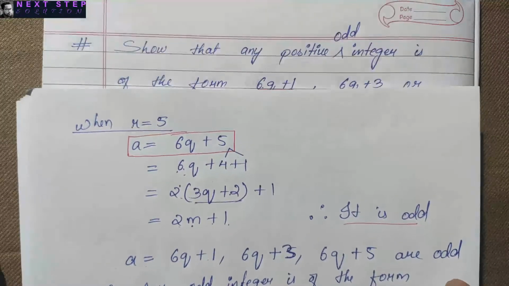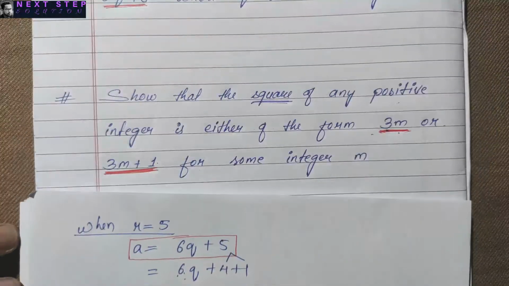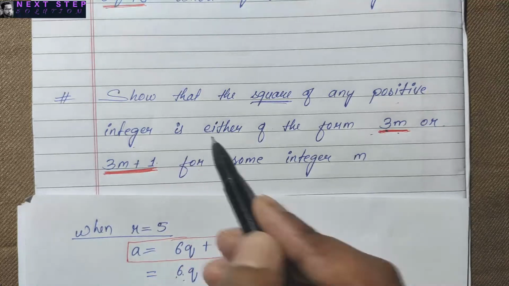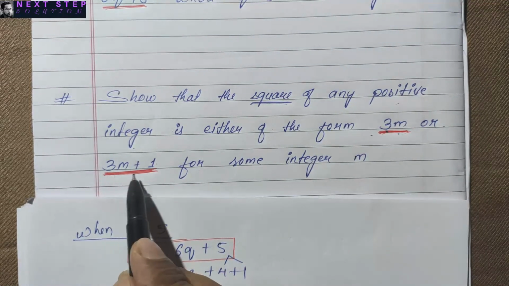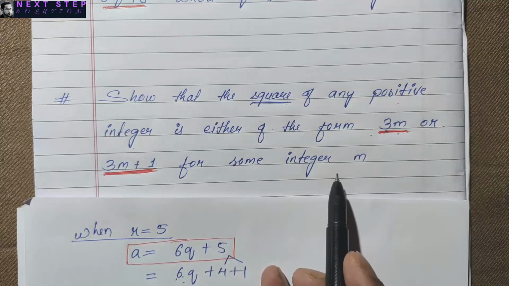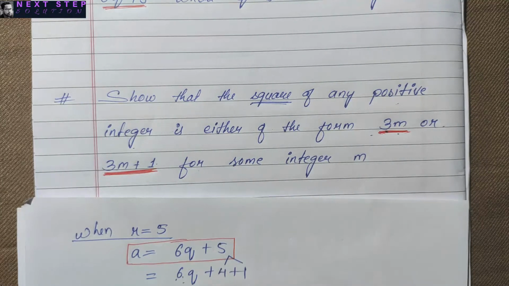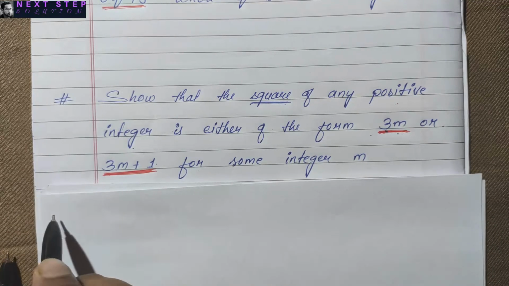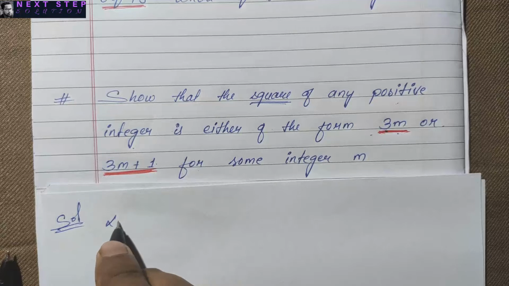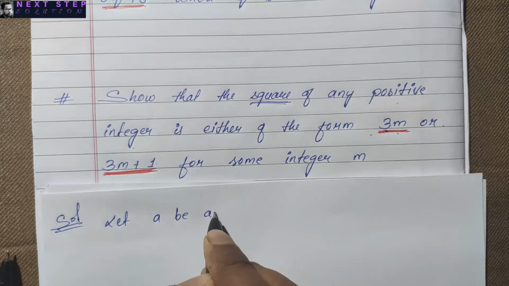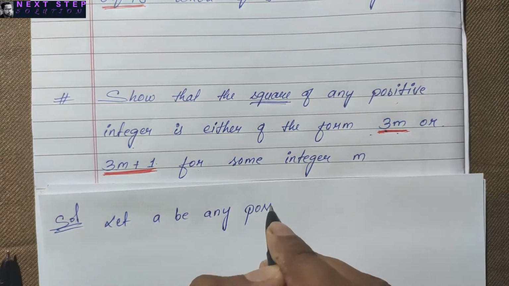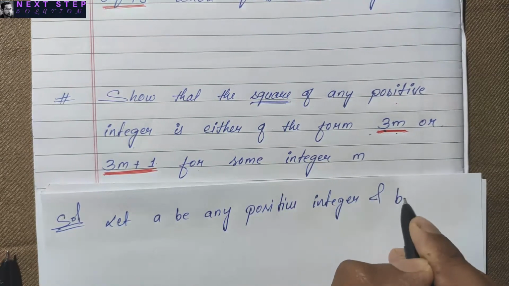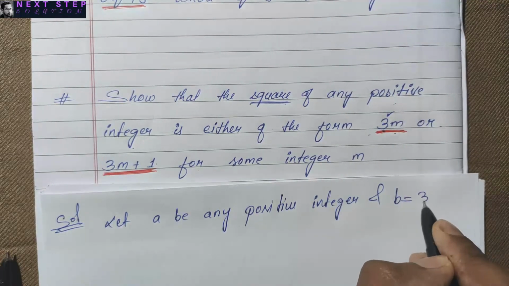Suppose I have the question here. Show that the square of any positive integer is either of the form 3m or 3m plus 1 for some integer m. Now this one also we are going to prove using Euclid's division lemma. We will start the same way. Let a be any positive integer and b equals to 3.